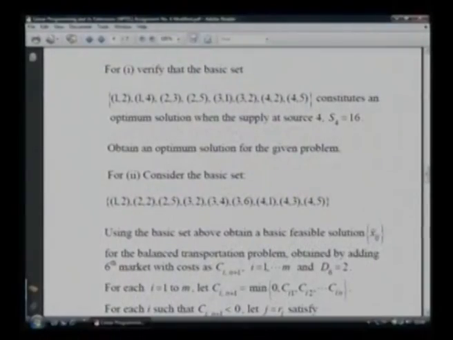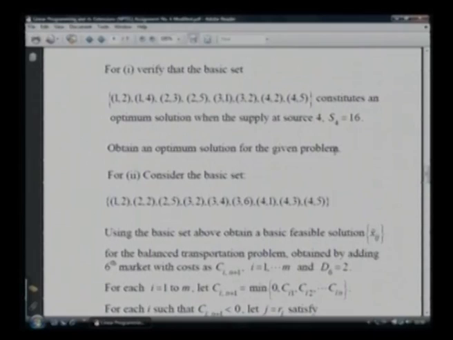So, for the first problem, I am giving you a basic set, and I am asking you whether it constitutes an optimal solution when the supply at source 4 is 16. If S4 is 16, then the sum of Si's is equal to the sum of Dj's. So, then it becomes a balanced transportation problem, and you can immediately check whether the given set of cells constitutes a basic feasible solution, and then verify that they also satisfy the optimality criteria. So, this is the optimal solution.